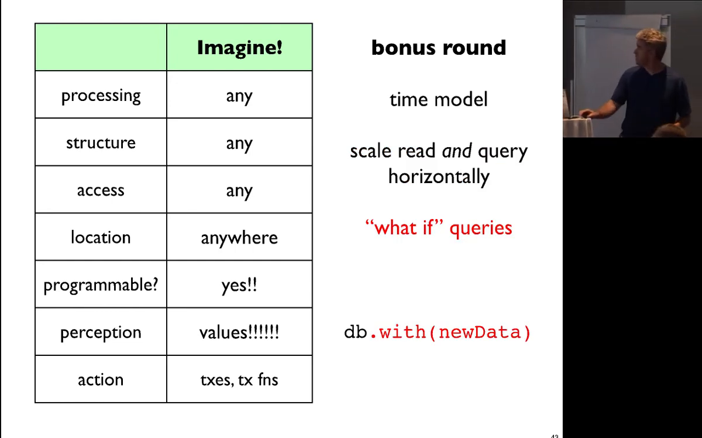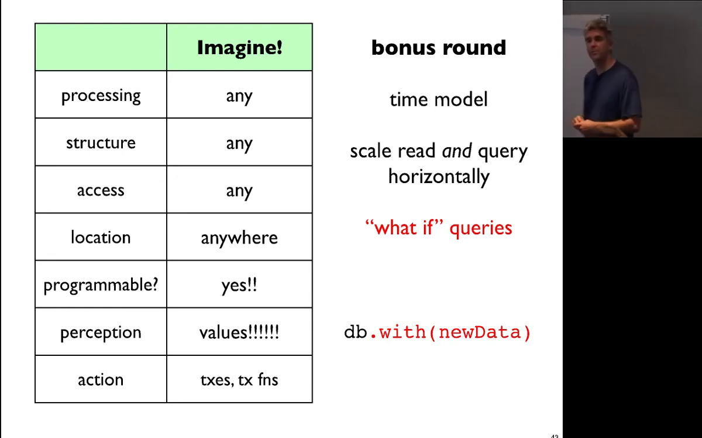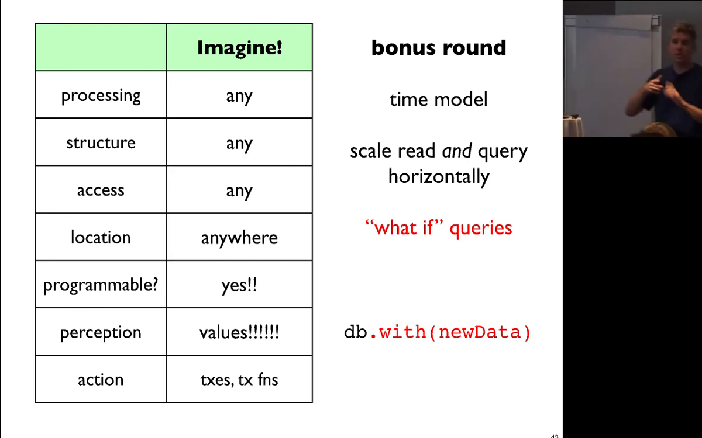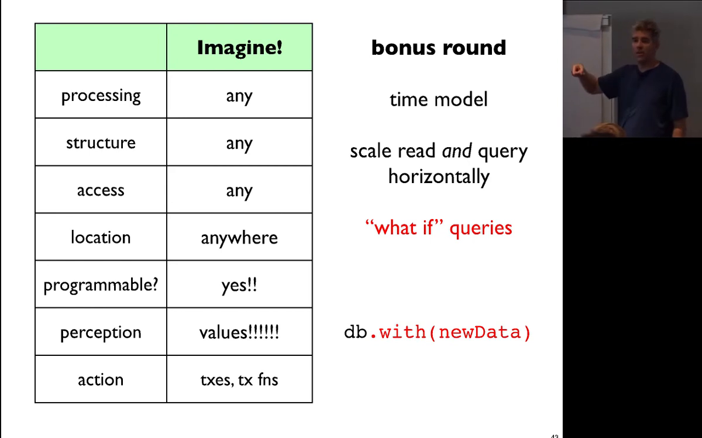Another slightly less intuitive consequence of this is that you can do what-if queries. Right? Because everything is made of data, and because you have the whole value of the database anywhere you want it, you can say database.with some new data that hasn't actually been put in the database. And whatever machine you're on can do the same work that would have been done in a transaction, but only on that local machine. And now you can start running queries and say, oh, if I made this change, what would happen in the system?